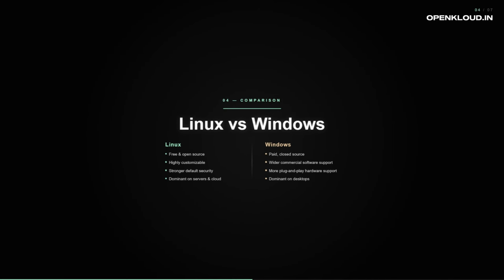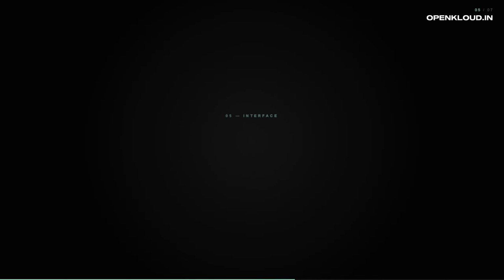Let's compare Linux to an operating system you're probably already familiar with: Windows. Linux is free and open source, highly customizable, and has stronger default security. It's the dominant choice for servers and cloud infrastructure. Windows, on the other hand, is a paid, closed-source system. It has wider support for commercial software and tends to offer more plug-and-play hardware compatibility. And it remains the dominant choice for everyday desktop use.